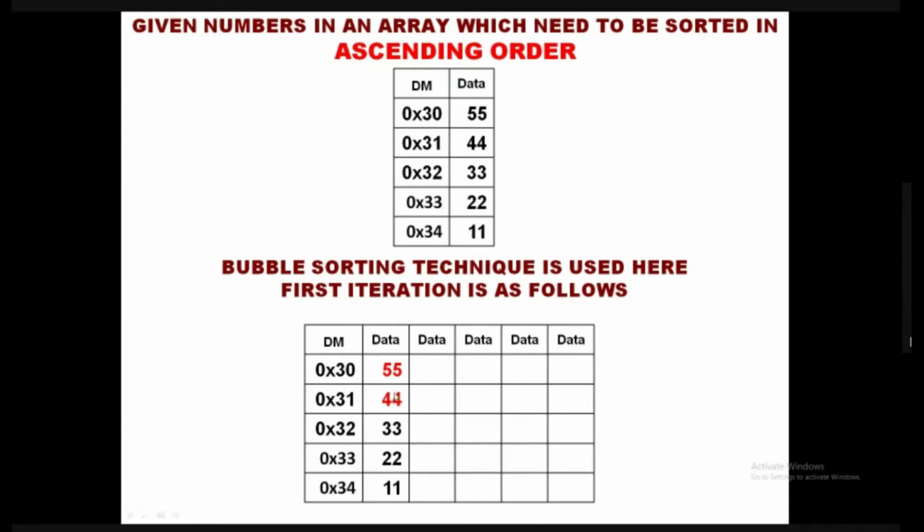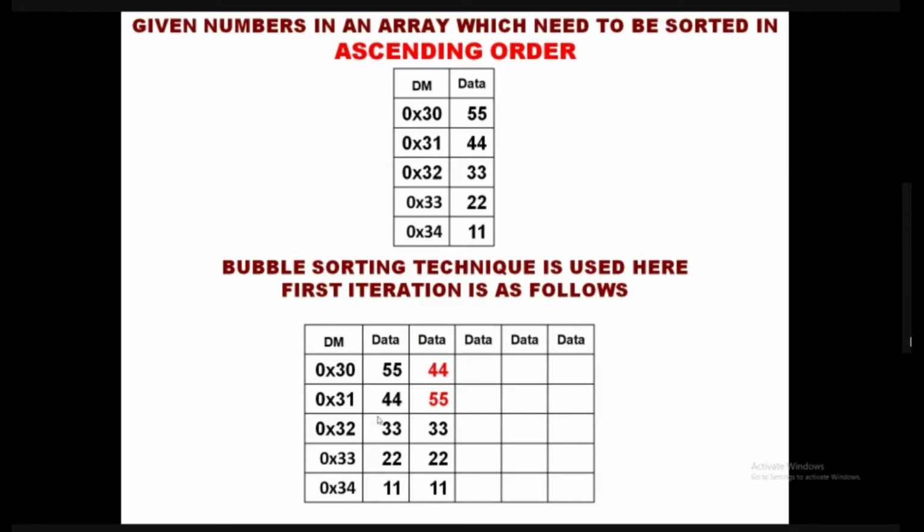The first number and second number need to be compared. Comparing means subtraction, so 55 minus 44, and there is no carry. If there is no carry, the numbers need to be swapped. So the content of the data memory locations 30 and 31 need to be swapped. Hence, during the first iteration, first comparison, the numbers are swapped, and we are getting the answer like this: 44 and 55. So 44 is the smallest number when compared with the first 2 locations.